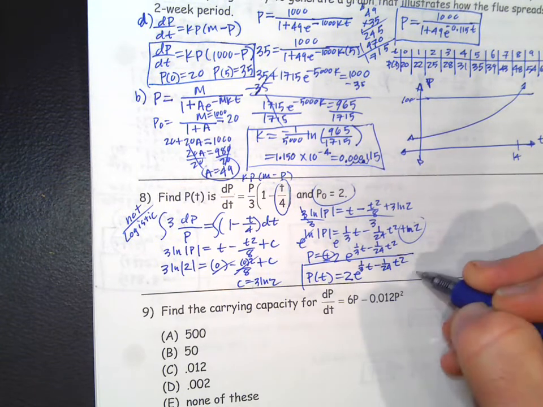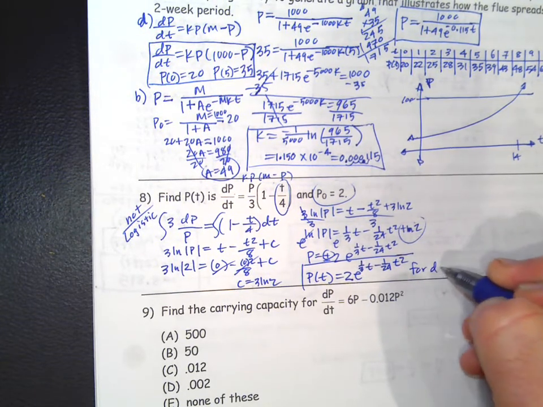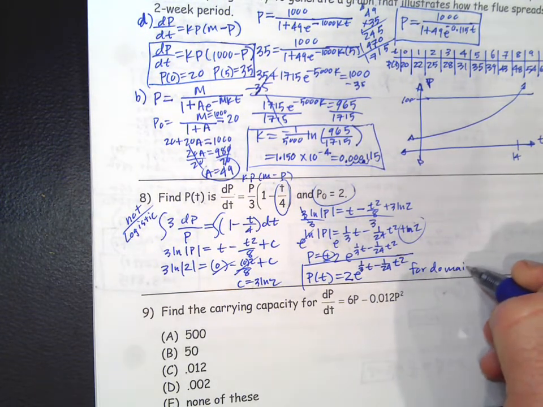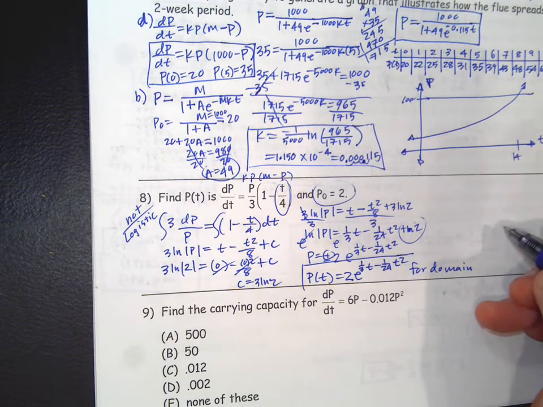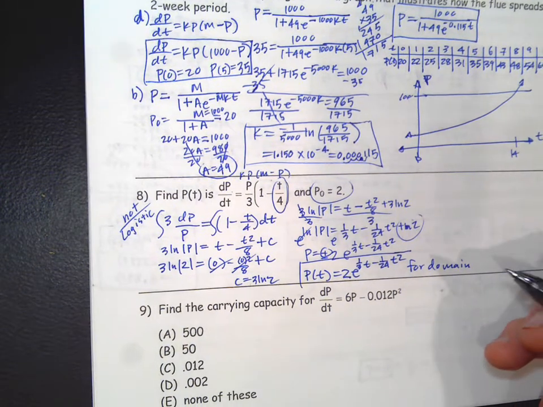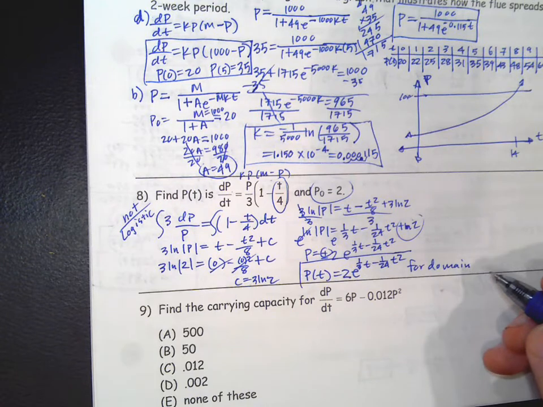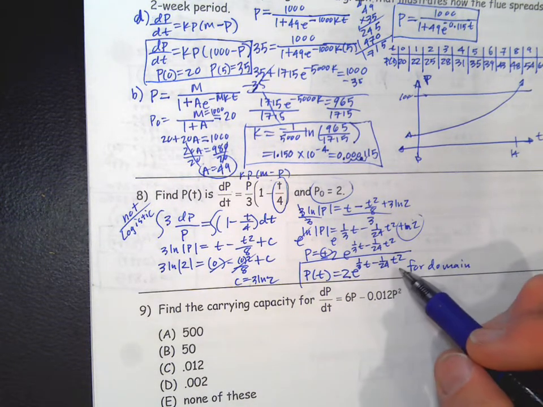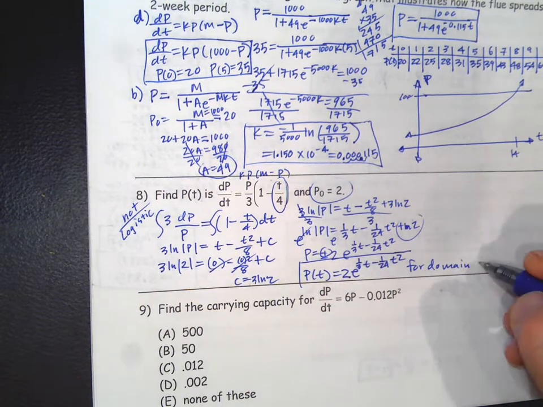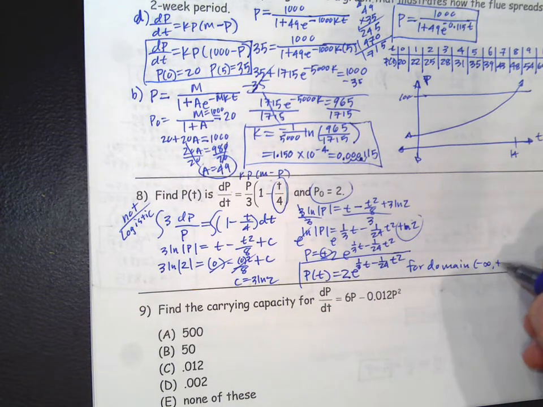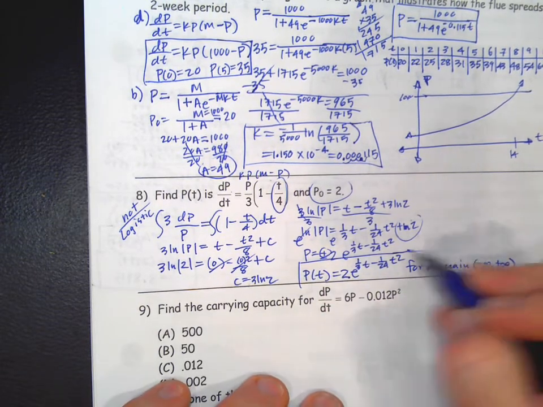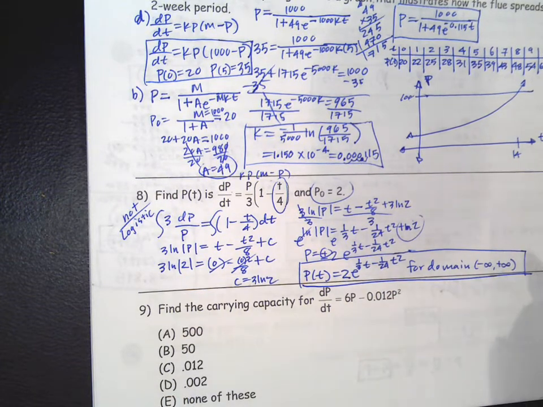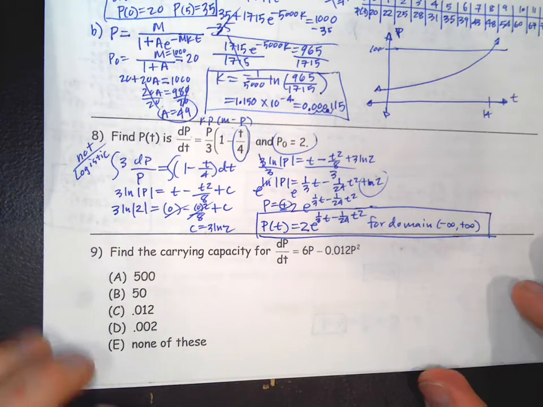What is the domain going to be? Let's see, the domain, no issues here, no issues there, so the domain should be negative infinity to positive infinity. All right, okay. One more to go. One more to go.